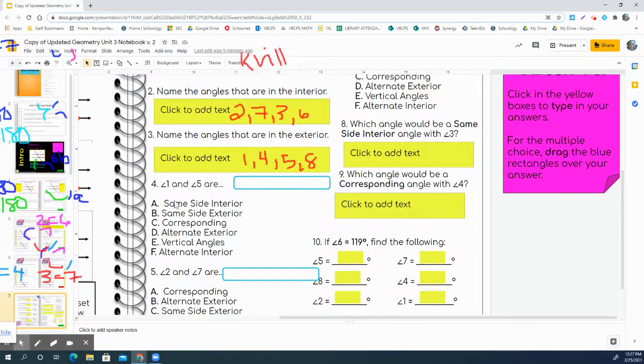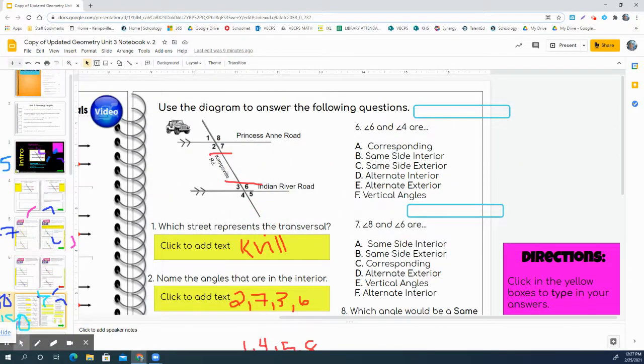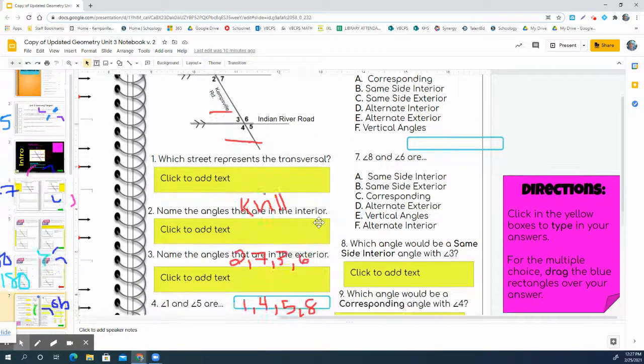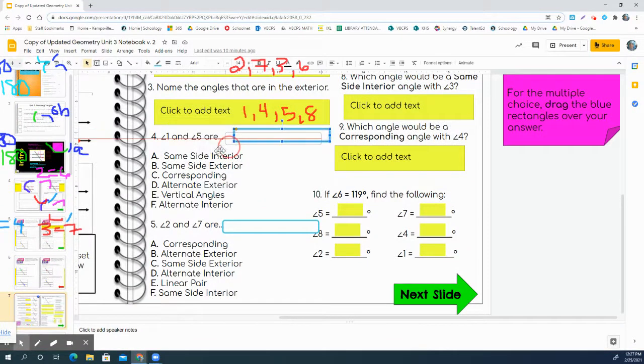1 and 5 are what angle pair? Alternate exterior. Absolutely, Brendan. 1 and 5 are alternate exterior. They're on the outside. So in theory, this box will move. Alternate exterior. And you should be able to move the box right there.